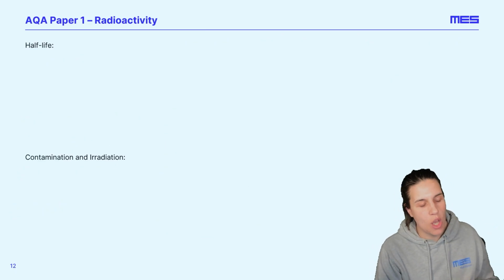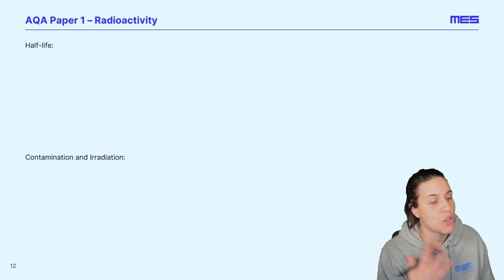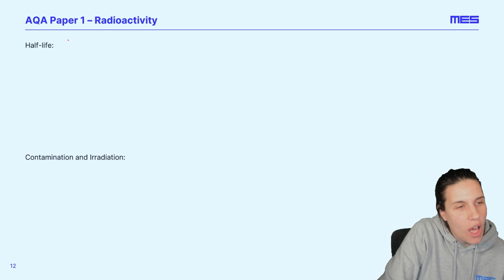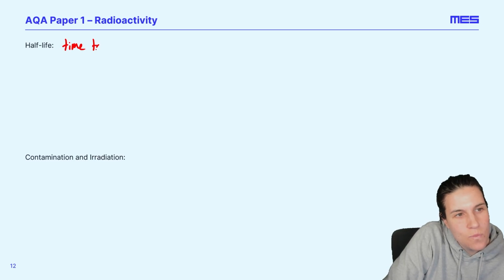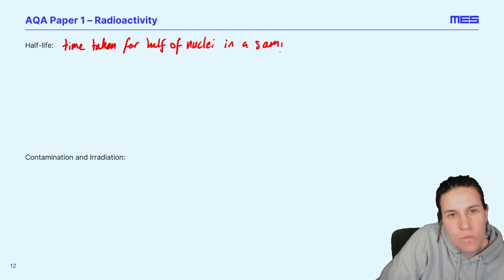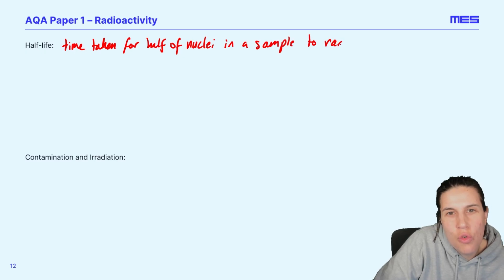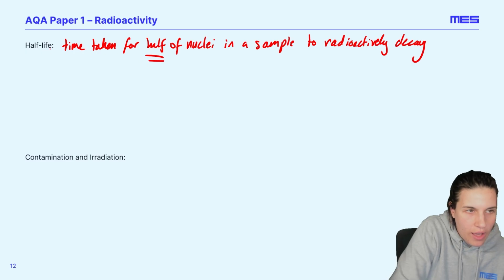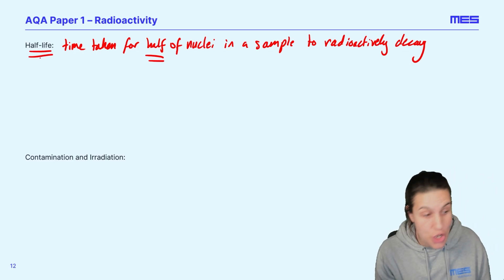Now, the final thing that we need to go over is half-life. So there's a really good definition for half-life, which you have to know, it comes up quite a lot, which is that half-life is the time taken for half of the nuclei in a sample to radioactively decay. Now, the thing that people always miss in this definition is that it's half the nuclei. Half-life is half the nuclei.